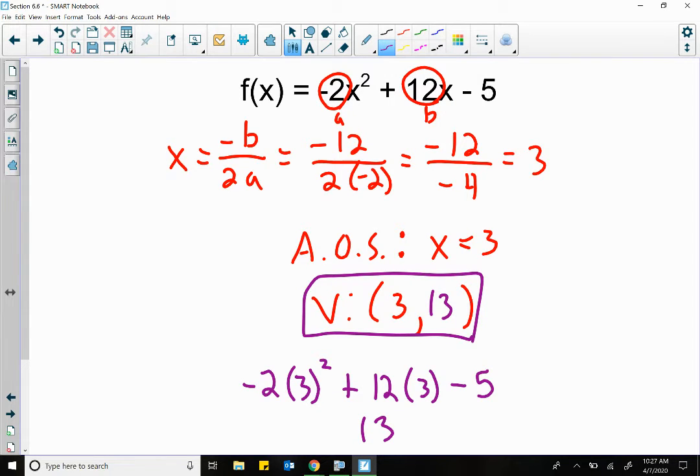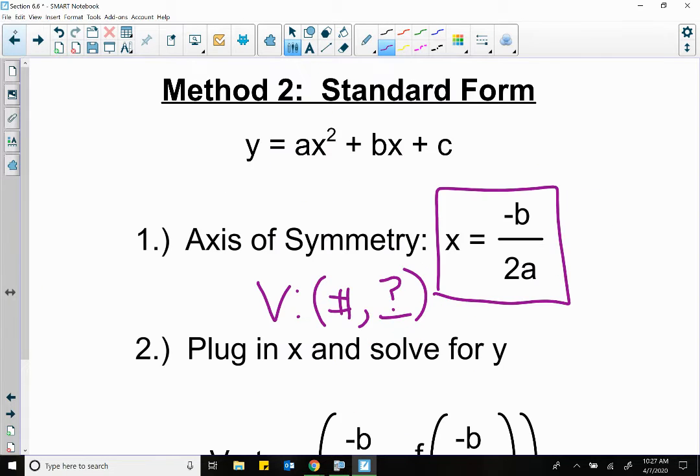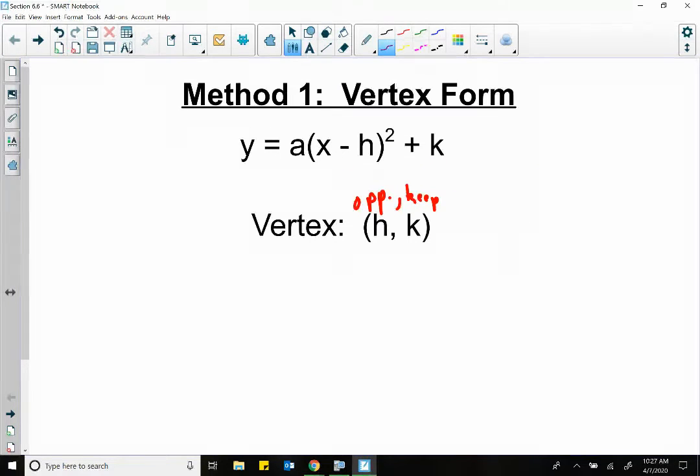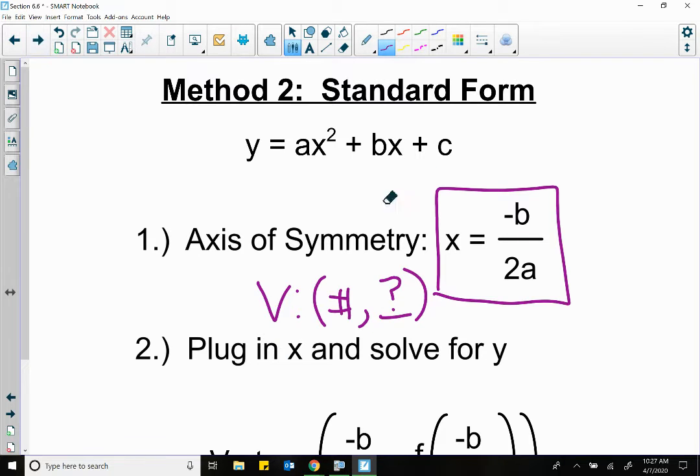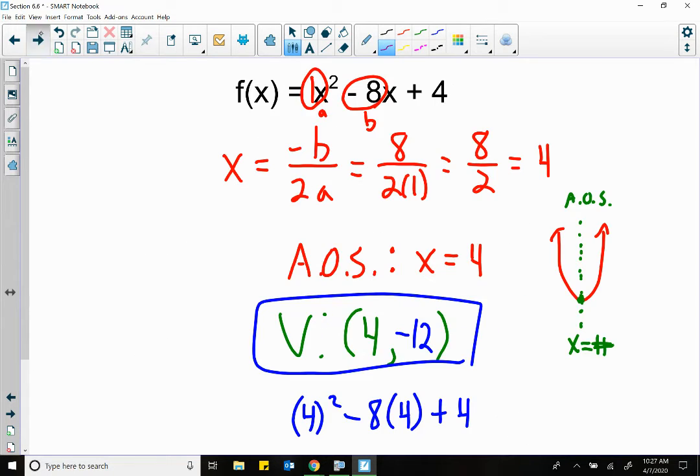So now you know how to find the vertex 2 different ways. If you have vertex form, it's easy. You got h and k. If you have standard form, you just do the axis of symmetry, and then you plug in the x and find the y.